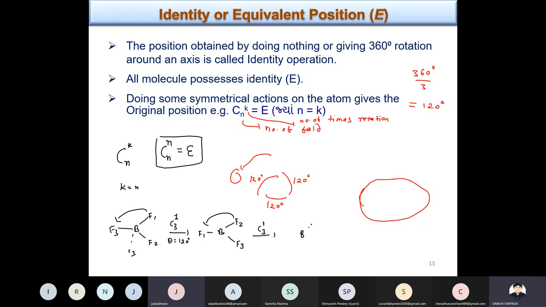F2 to F1. So here F3 will come. Here F2 and here F1. What is the result if you give third time rotation? F3 to F2. Now compare this structure and the original one.